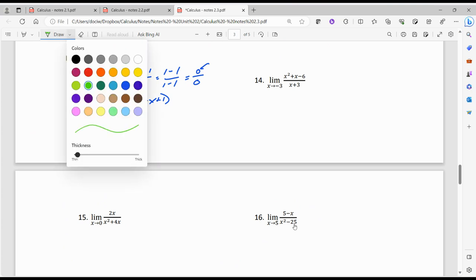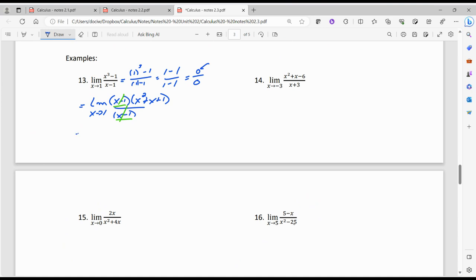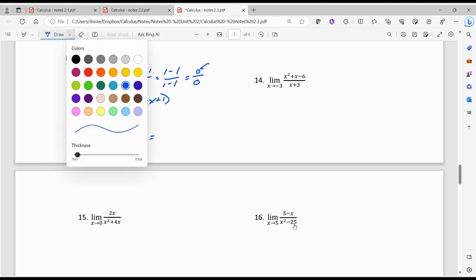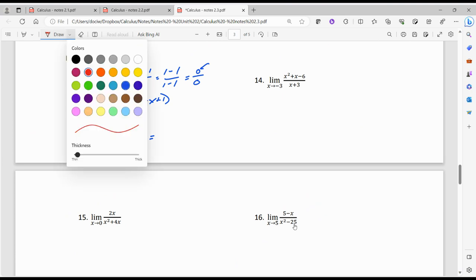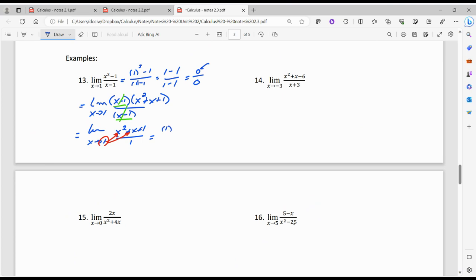And what that will leave us with then is the limit as x approaches 1 of x squared plus x plus 1 with a denominator of 1. Now, when I substitute the 1 in place of the x again, we're going to have 1 squared plus 1 plus 1, which is going to equal 3. Therefore, the limit as x approaches 1 of x cubed minus 1 over x minus 1 is equal to 3.